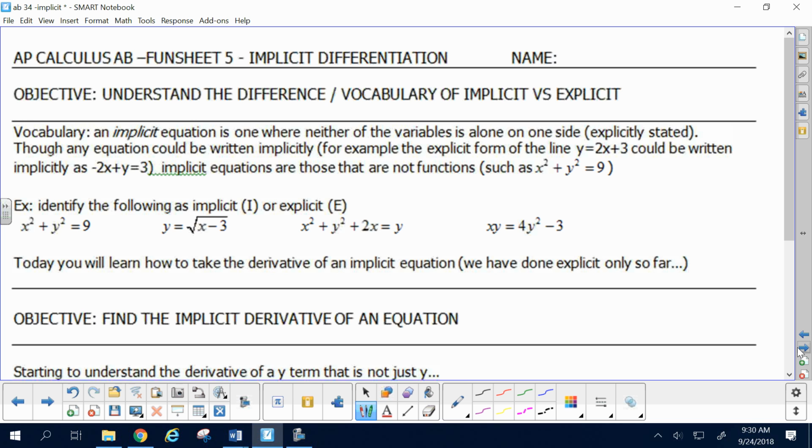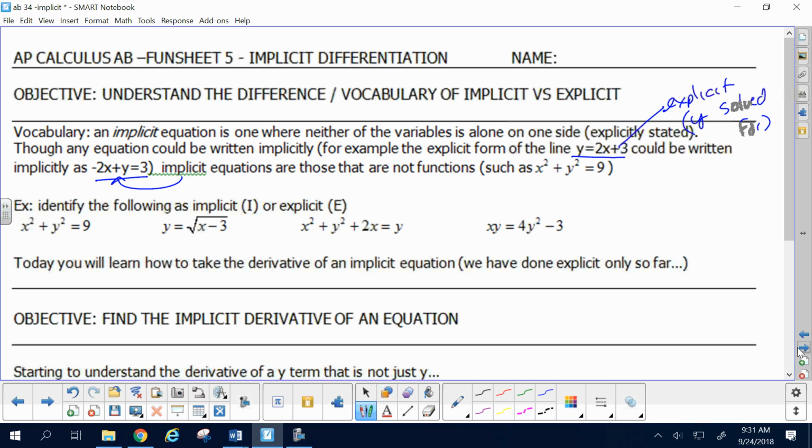All right, so first of all, it's just vocabulary, okay? An implicit equation is one where neither of the variables is alone on one side, or neither variable is explicitly found. Now, any equation could be written implicitly. For example, the explicit form y equals 2x plus 3. That's explicit because y is solved for. I could rewrite any explicit equation as an implicit equation like that, where y is not solved for.